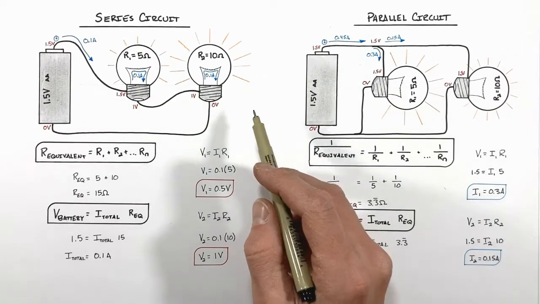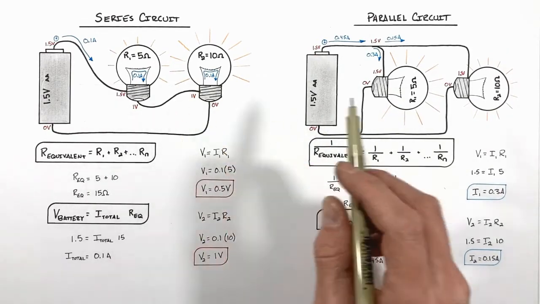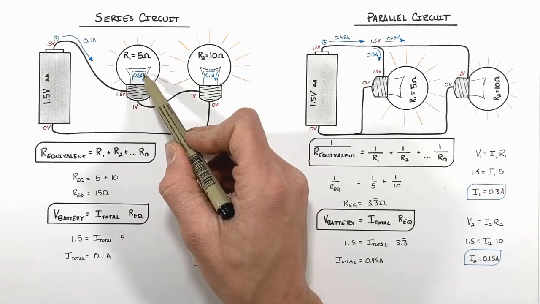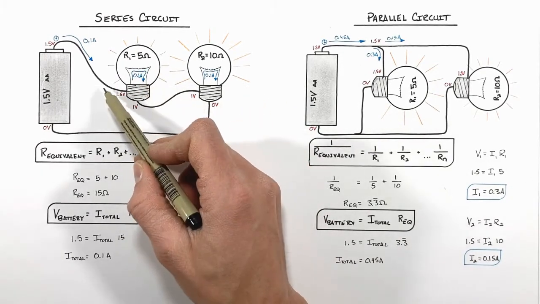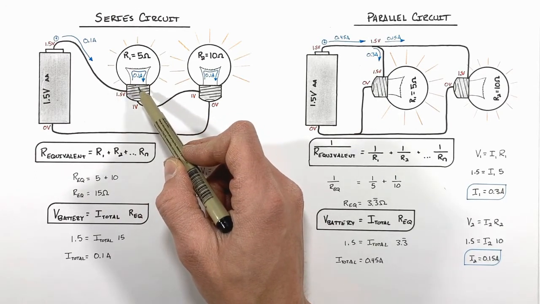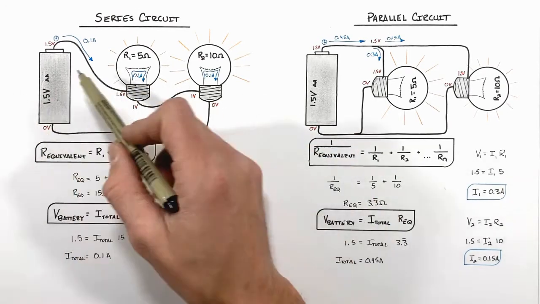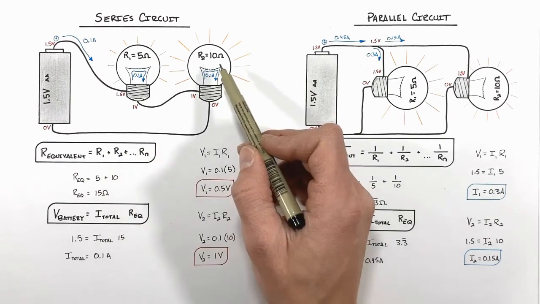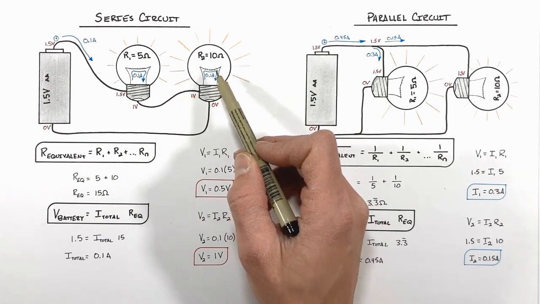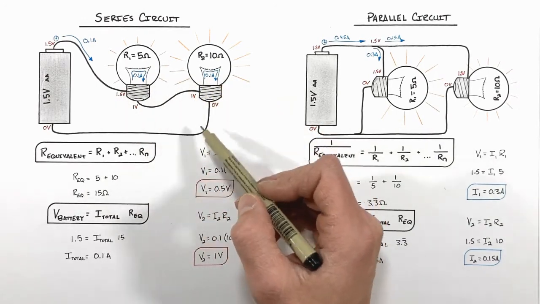Now, one last thing I want to point out while we're talking about series and parallel circuits is that in a series circuit, if this bulb was to say burn out, it would prevent current from flowing through this bulb, which means no current would flow anywhere in the circuit. That means this bulb would in turn go out. This is like an old strand of Christmas lights. One bulb burns out and they all go dark.